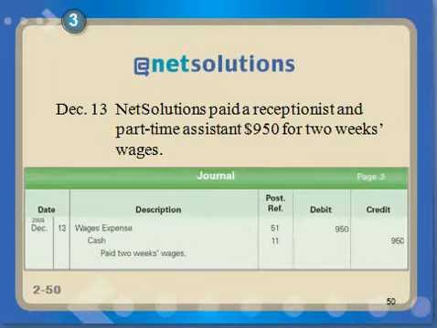And then Net Solutions paid a receptionist and a part-time assistant $950 for 2 weeks' wages. So on December the 13th, a new page in our journal, we put 2009 at the top, date December 13, and then we put wages expense and $950 in the debit column, and cash $950 in the credit column, paid 2 weeks' wages as a description, and then we put the post references in as we post those to our ledger.